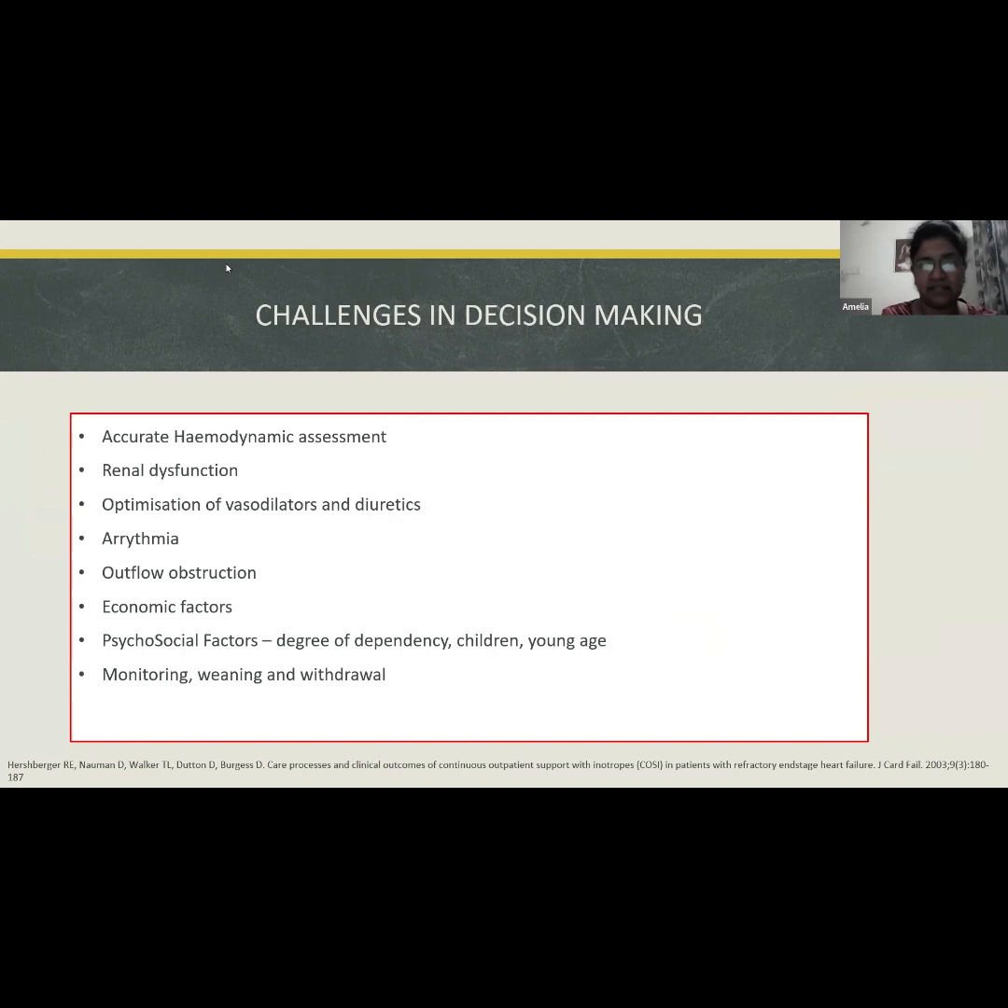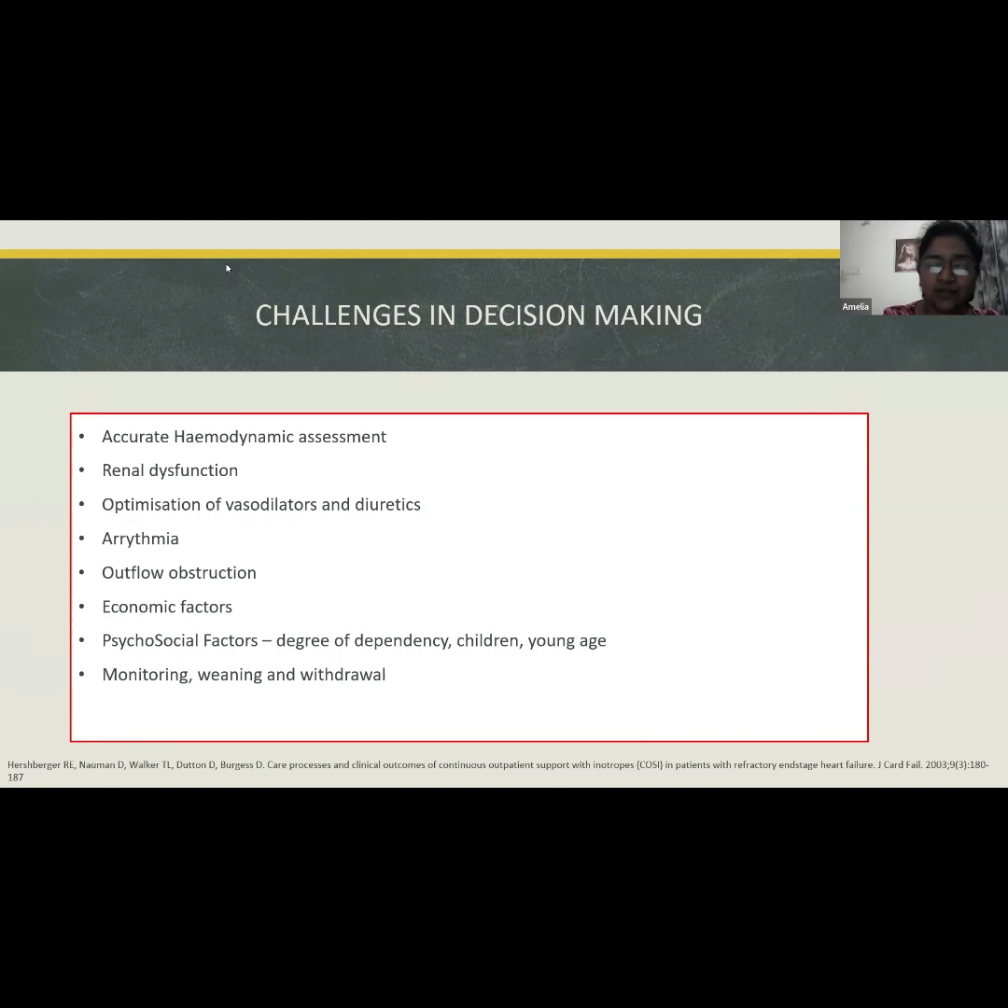Economic factors, psychosocial factors, again over here, your degree of dependency. What does the patient or relative want? There are some patients we have experienced, 80 years old, with multiple heart problems, stent put in twice, who come back with mitral stenosis and severe breathlessness while already on inotropes. The relatives come back and say, I want you to do something else to prolong life, to make sure he has years added to his life. But the quality in those years is not good.